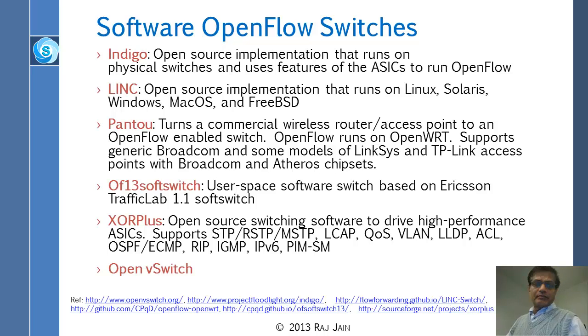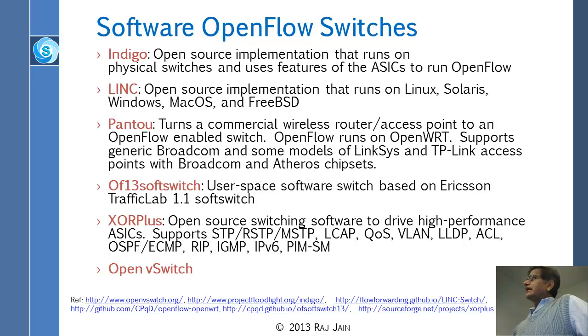Then there is Panto. I don't know how to pronounce that, but anyway, it turns a commercial wireless router access point into an OpenFlow enabled switch. It runs OpenWRT, which is actually some kind of wireless module or package, and it supports generic Broadcom and some models of Linksys and TP-Link access points with Broadcom and Ethernet. So there are some products from these two companies that can use this particular thing instead of Indigo, and they can become OpenFlow switches.